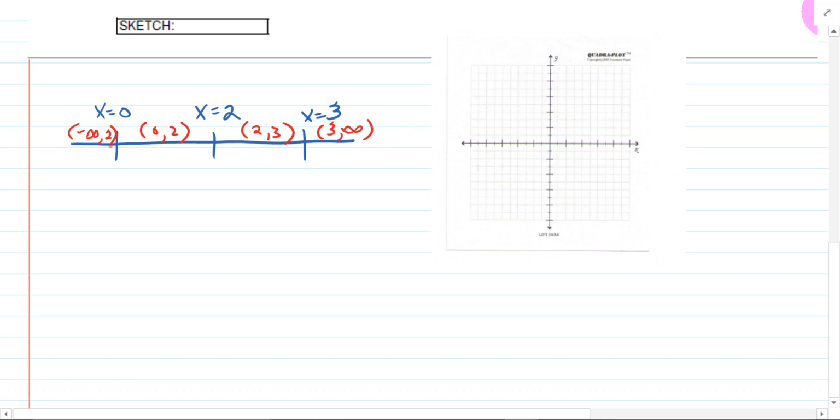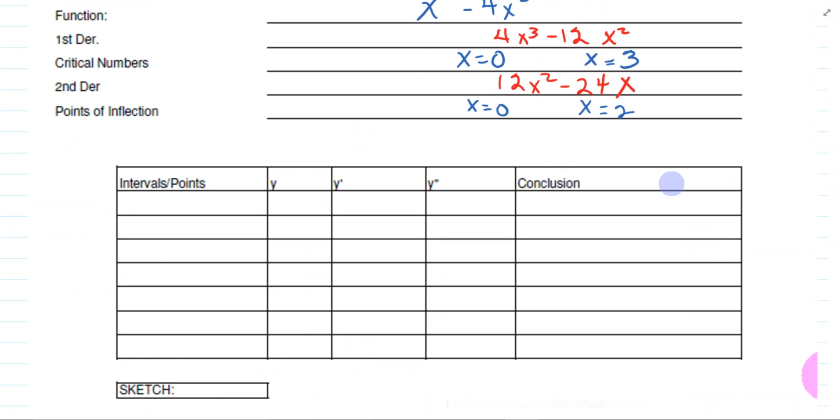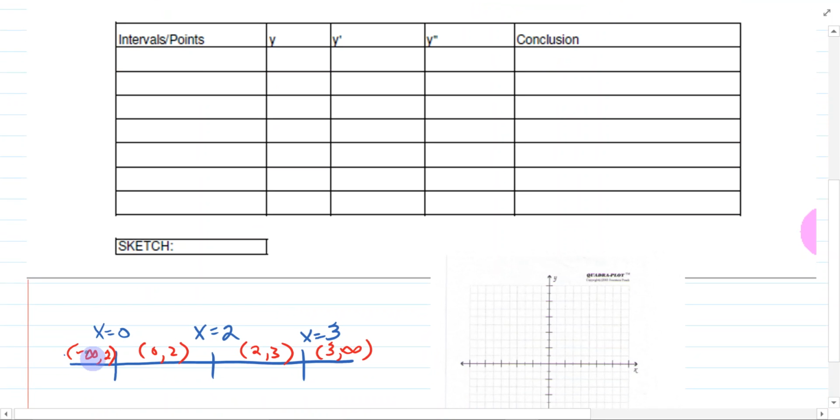All right, we are going to put all of that information up in our chart. So if we go up here, we want to start with this left. So we want to put this interval first. So we have negative infinity to 0. Okay.